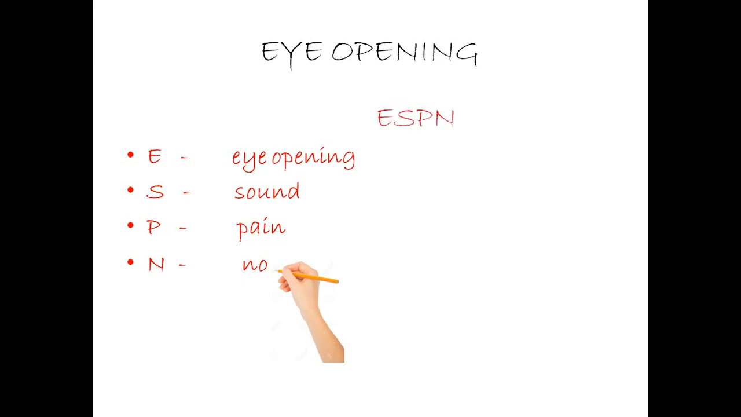This is very easy to remember. A channel name, ESPN. You are watching the channel ESPN. E stands for spontaneous eye opening. S stands for opening of eyes to sound or voice. P stands for opening of eyes to pain. N stands for no opening of eyes or no response. It's very easy, right? You have to remember the channel name ESPN.